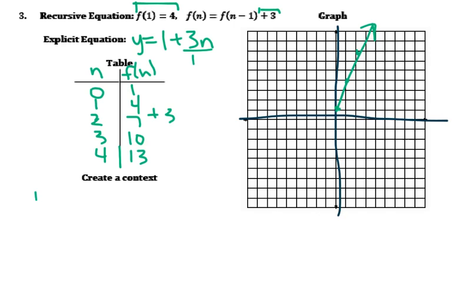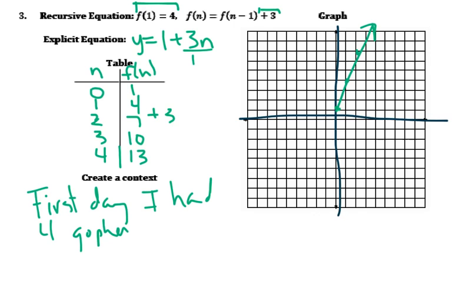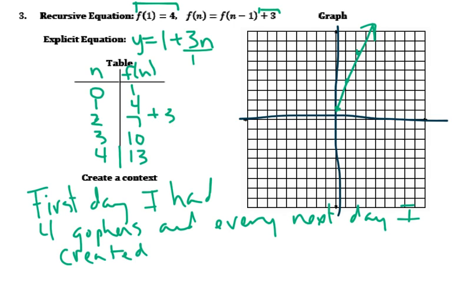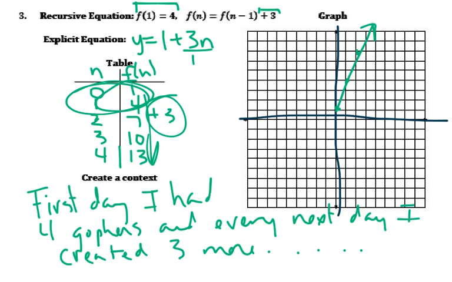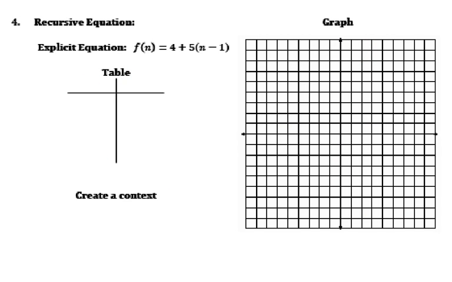On the first day, I had 4 gophers, and every next day, I created 3 more. Something simple like that. Come up with your own one now. But you just have to go, these starting points, and then something growing by 3. Okay? Alright, now what about if we're given an explicit equation?